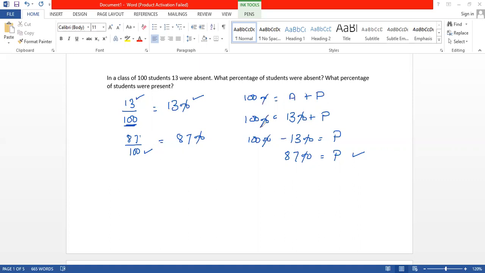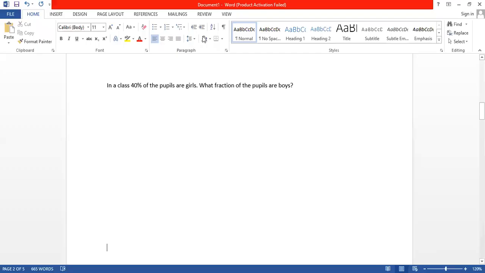Now let's do another question. Now in this question, it says, in a class of, 40% of the pupils are girls, what fraction of the pupils are boys? Now again, in a class, so let's assume that in the class, all of the students would represent 100%, right? The total class. And this comprises of girls and boys.